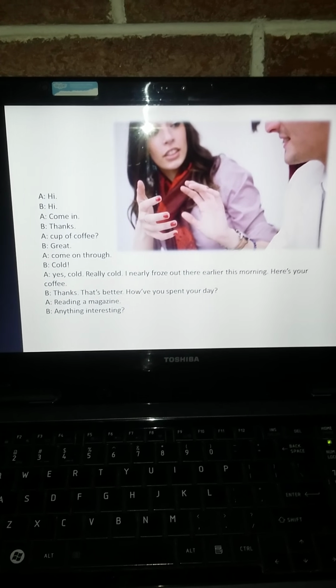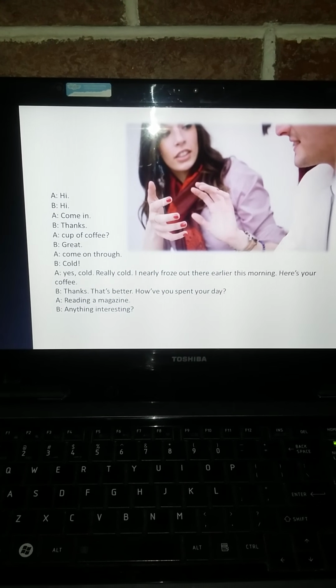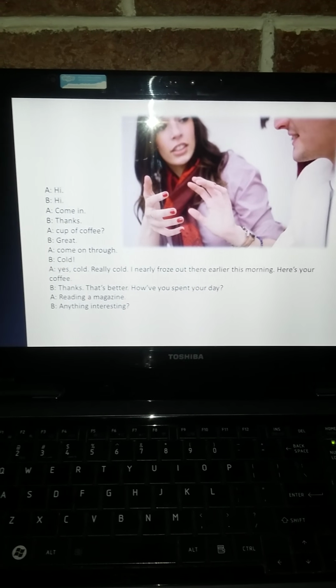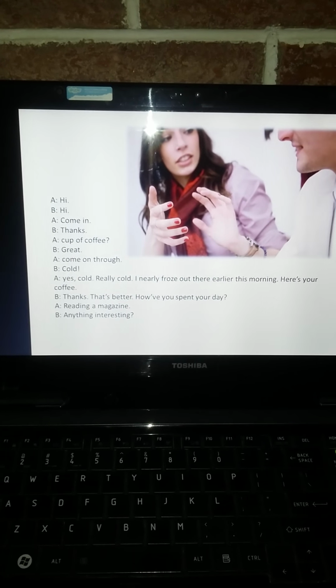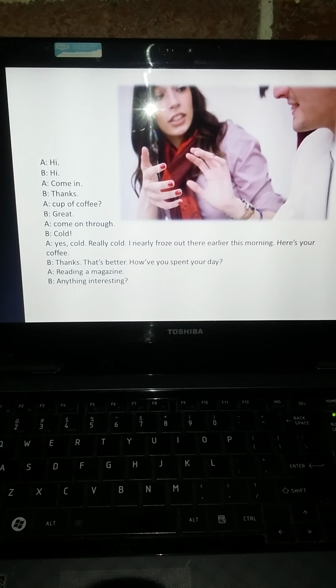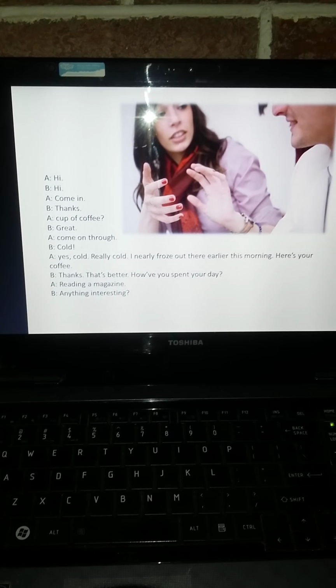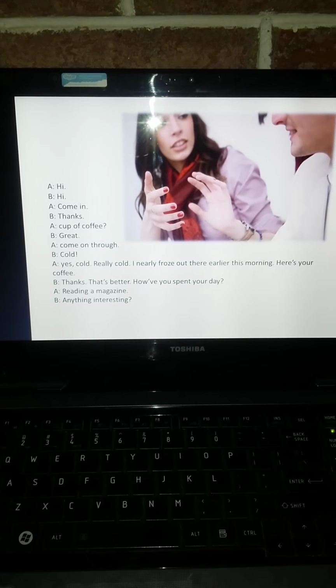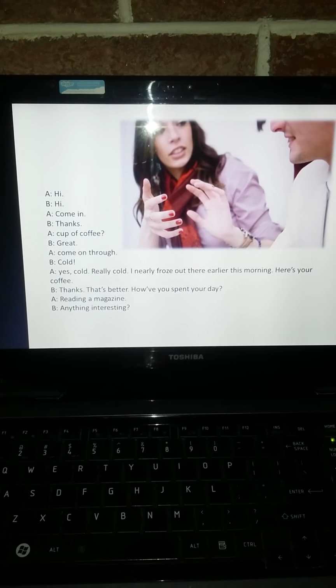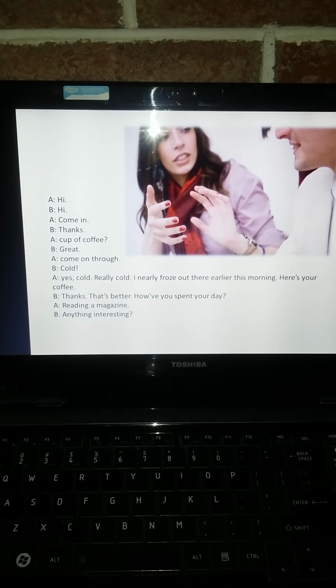Well, here we can notice some characteristics of speech. We can notice first that the people speaking use incomplete sentences. Example, cold instead of it's cold. Cup of coffee instead of will you like a cup of coffee. Anything interesting instead of was there anything interesting in it.